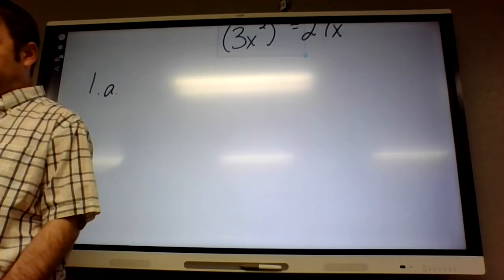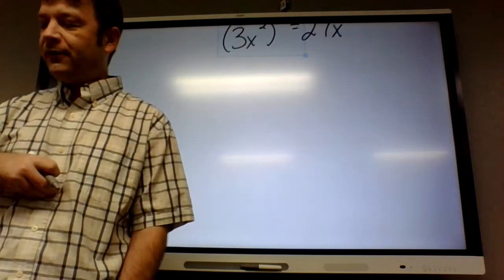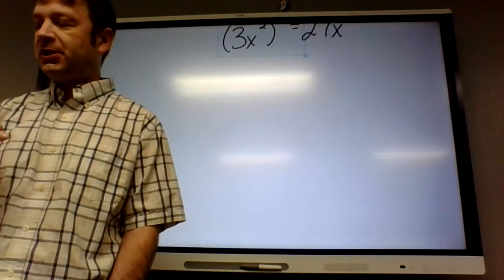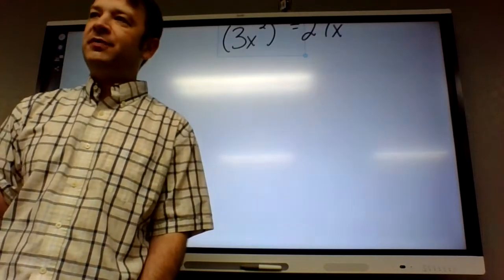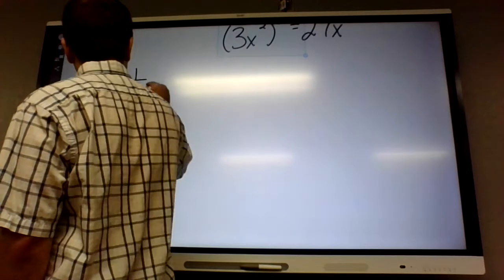Okay, let's try this without a calculator. What's negative 4 to the negative 2? Well, what's negative 4 squared? 16. So if it's to the negative 2, what's it going to be? 1/16. Just flip it, reciprocal.